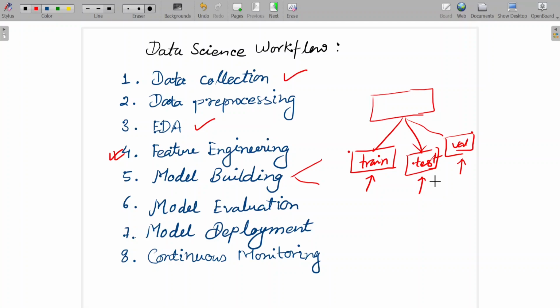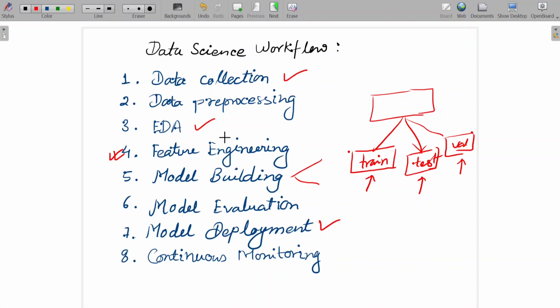Once we figure out that yes, our model is good, then we go for model deployment. Model deployment means once the model is ready, it's deployed to make predictions on new data or integrated into a larger system.